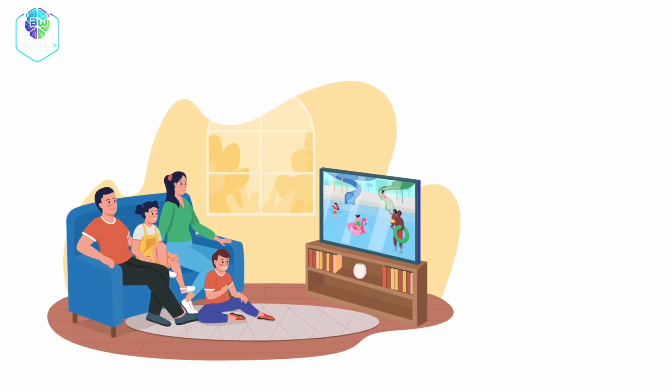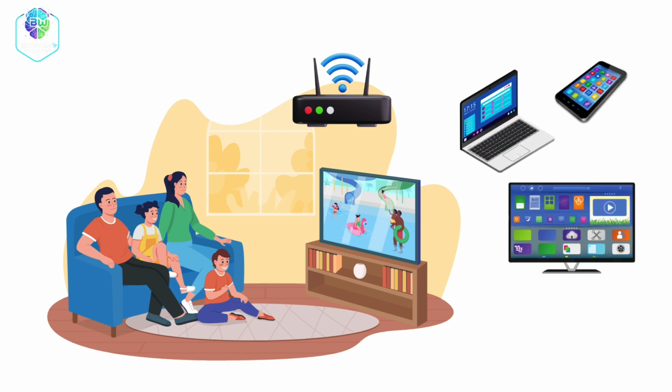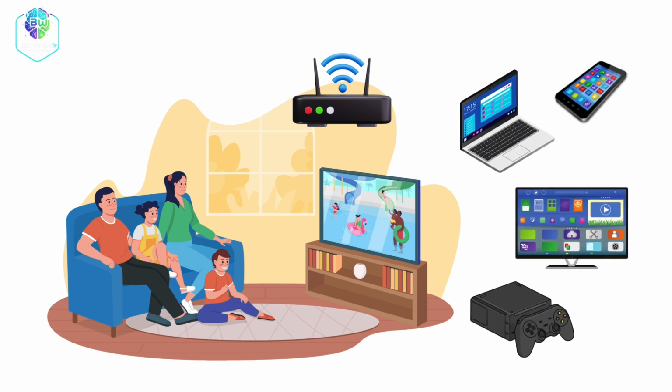Imagine you are at home using Wi-Fi. Your mobile phone, laptop, smart TV, and maybe even a gaming console are all connected to the same Wi-Fi router. Since these devices are connected together, they form a small computer network. Through this network, all devices can access the internet and communicate with each other.